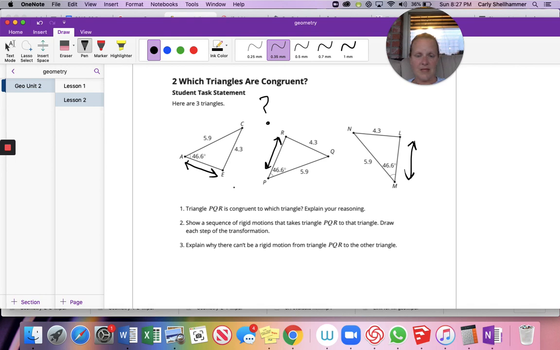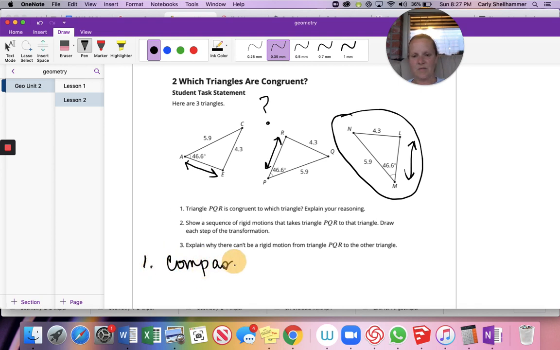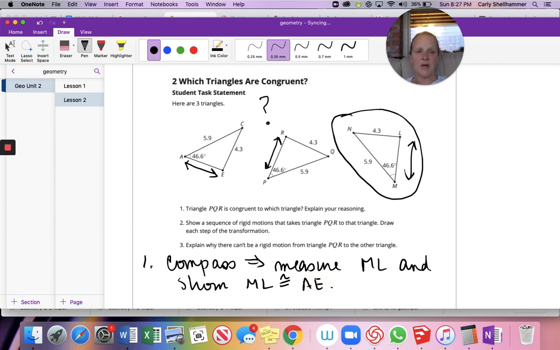The book seems to think that it is MLN. Let's try to figure out why. So if we had our compass with us, we could measure side ML and show ML is congruent to AE. But because we don't, it makes it a little bit more difficult, doesn't it?